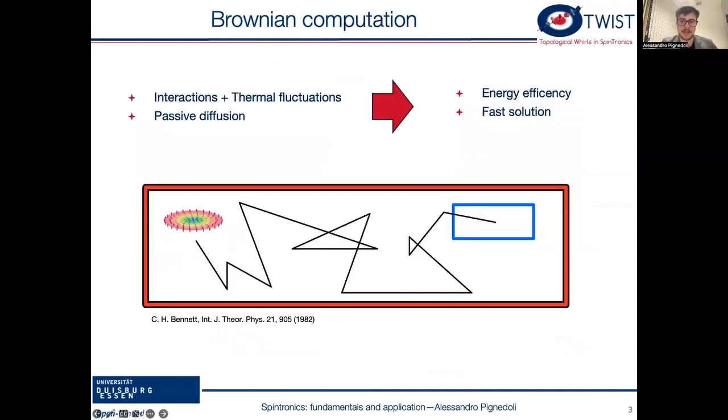In this second slide, I would like to summarize the key ideas behind Brownian computation. By Brownian computers, we mean a physical system that is supposed to do a mathematical operation exploiting its physical properties. In this slide, I would also like to give you an intuitive idea about that. So I invite the audience to consider the sketch in the slide.